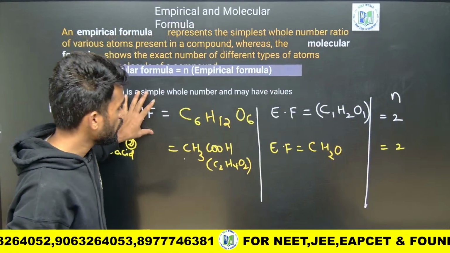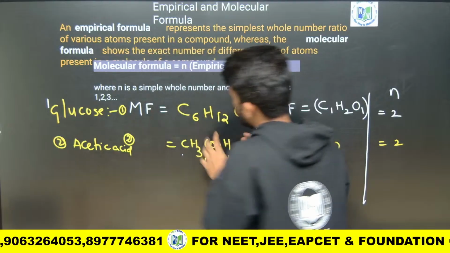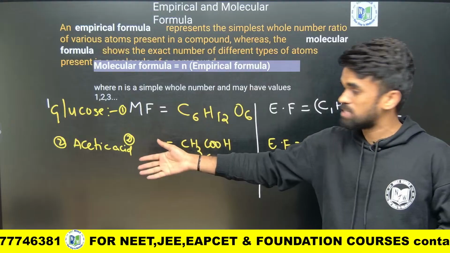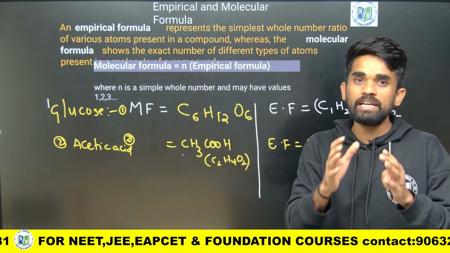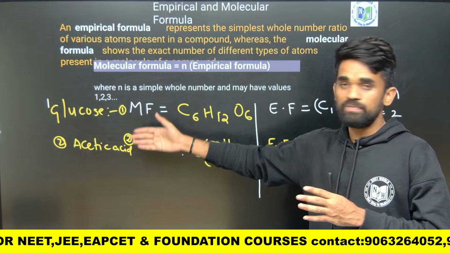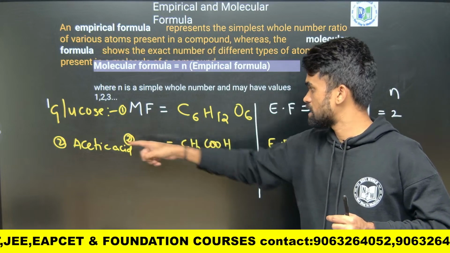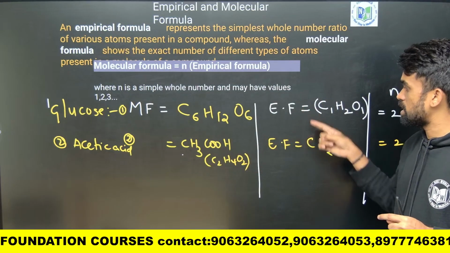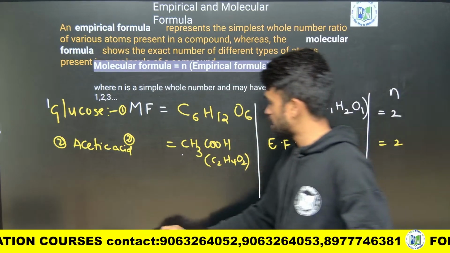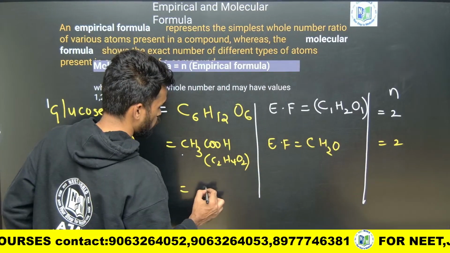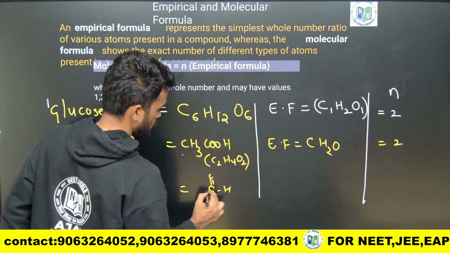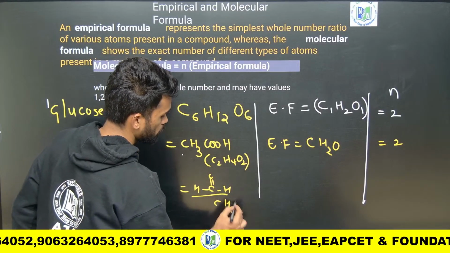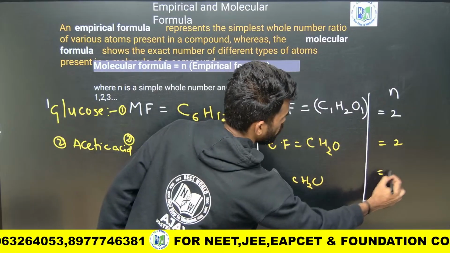So you can conclude something here. Empirical formula may be the same for different molecules, but molecular formula generally will be unique for different molecules. See, glucose and acetic acid both have different molecular formulas, but their empirical formulas are the same. Even for formaldehyde, if we write, the formaldehyde formula is HCHO. So its empirical formula and molecular formula will be the same, CH2O. Okay, so the n value is 1 here.